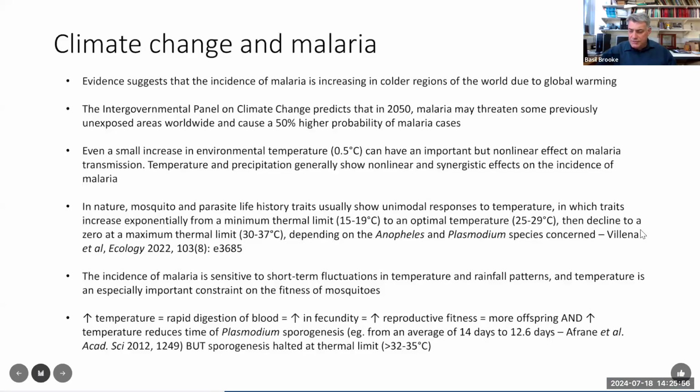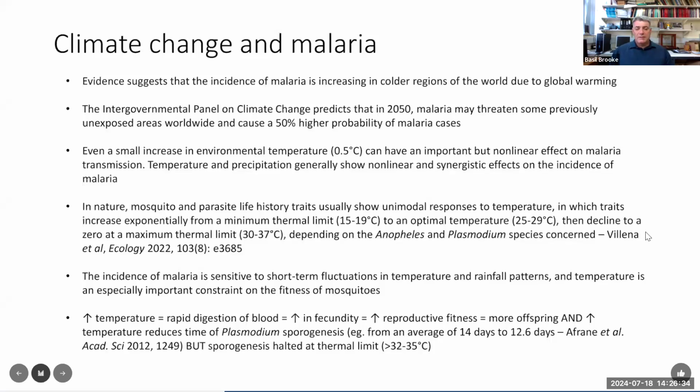And so lastly, just to touch on climate change, just moving slightly off topic a bit. The evidence we have to date suggests that malaria is increasing in some of what were previously colder regions of the world, and that is specifically because of global warming. The Intergovernmental Panel on Climate Change predicts that by 2050, malaria may, and I think we need to emphasize the may, threaten some previously unexposed areas worldwide, and possibly cause a 50% higher probability of malaria cases. So again, it's a probability, not an actual.